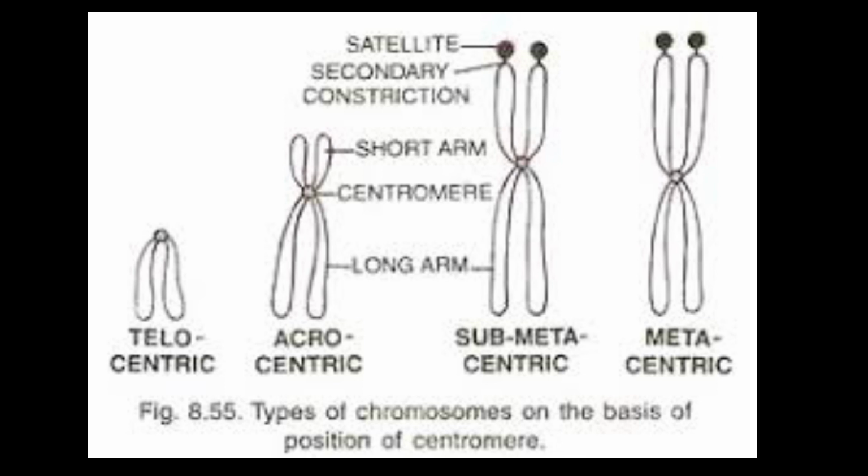Okay. This image shows the satellite at the upper side, then the secondary constriction. The set of chromosomes of a species is identified by means of a character called karyotype. The diagram representing the karyotype is called an ideogram. Okay, this is what we covered about the chromosome.